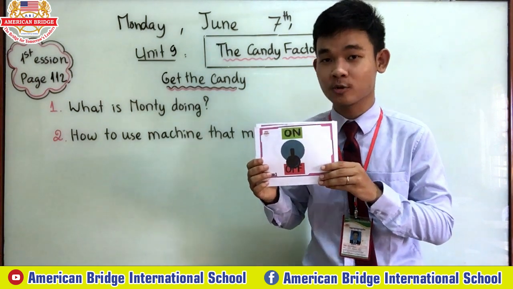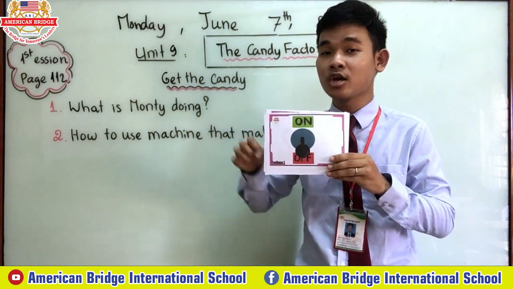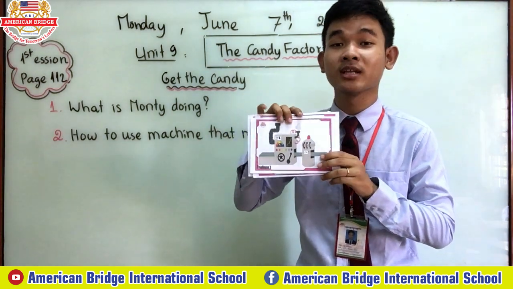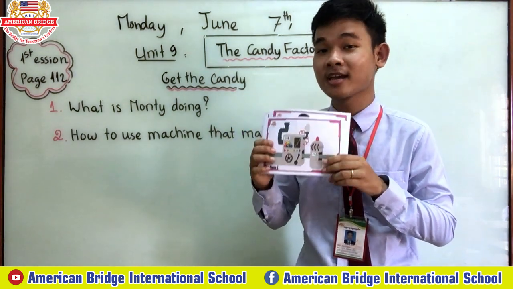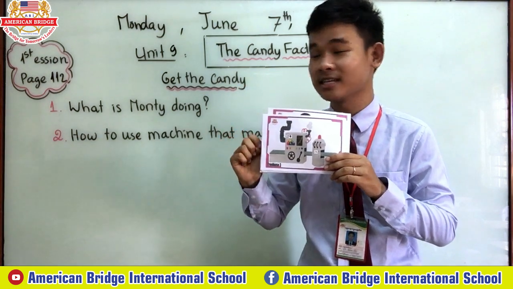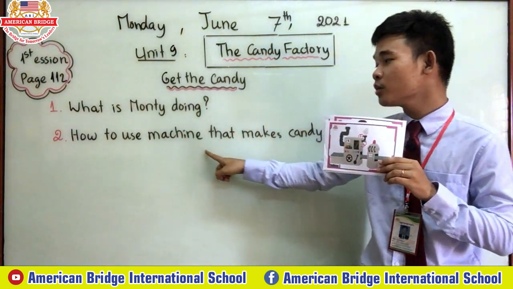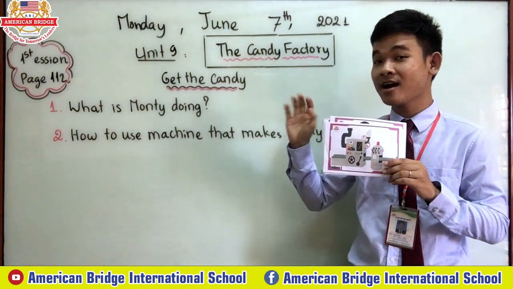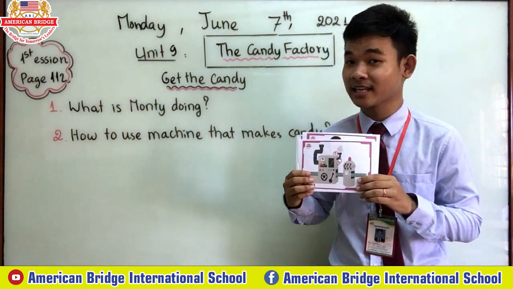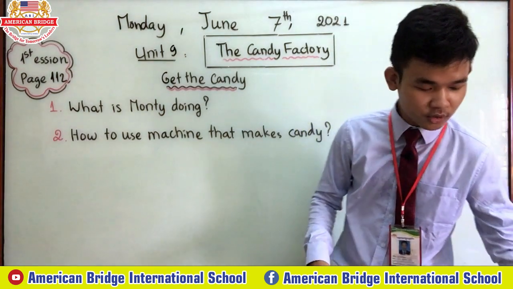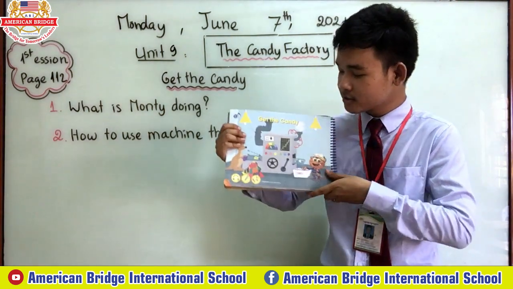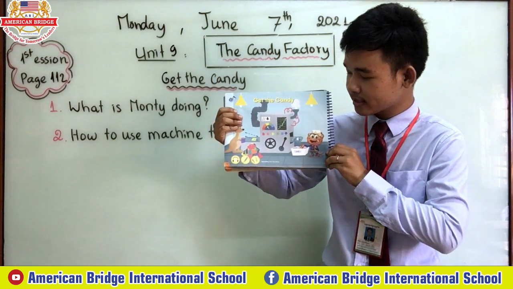When you do this, you can use the machine and put the clothes into the machine. Here, you will get the candy. So now we already know how to use the machine. Now it's time to get the candies. Go back to your book on page 112. Today you're going to get the candy.